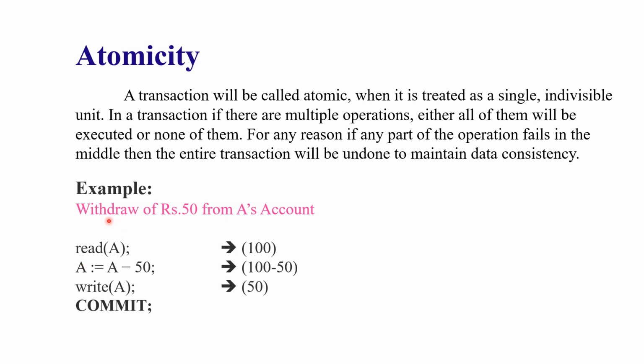Now, what is our transaction? Withdrawing 50 rupees, so we want to modify the A value. First, we read the A value, 100. From that, we subtract 50 rupees. Then a new value of A will be written to the database. So what will be the new value? 50. All these operations should be performed, and once the commit command is executed, the new value of A will be updated in the database. So atomicity says that all the operations should be performed or none of them.